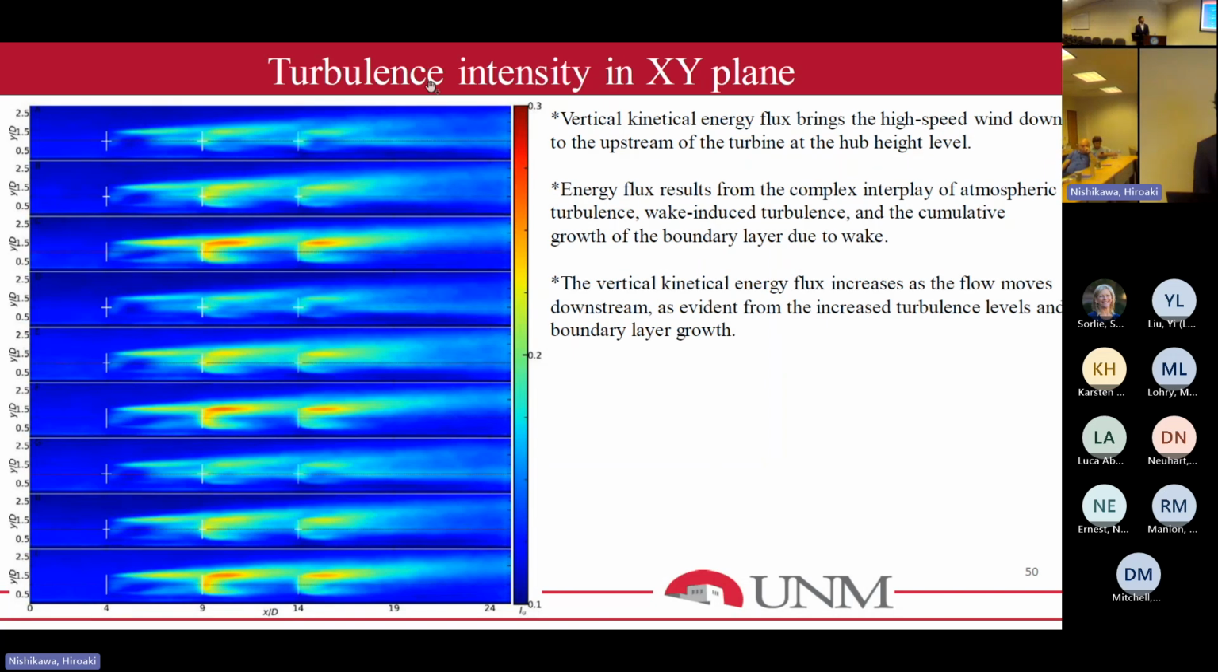We can see the same feature in the turbulent intensity in the XY plane. As you can see, there is more turbulent intensity for the non-yawed case because it has more mixing and it's not shifted. So if you yaw the turbine, it actually tries to dissipate the turbulent intensity.